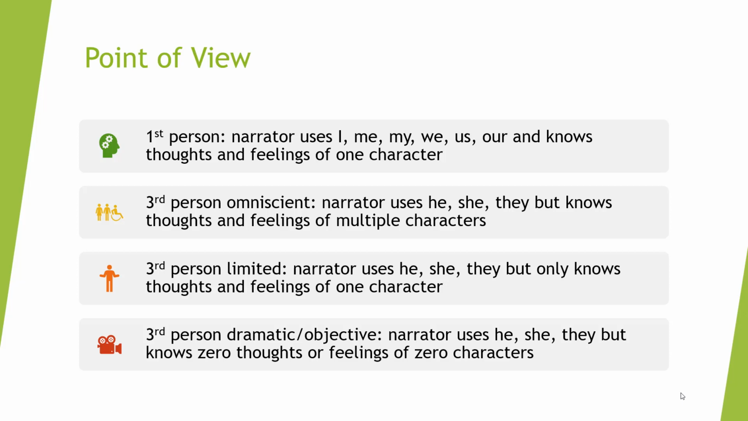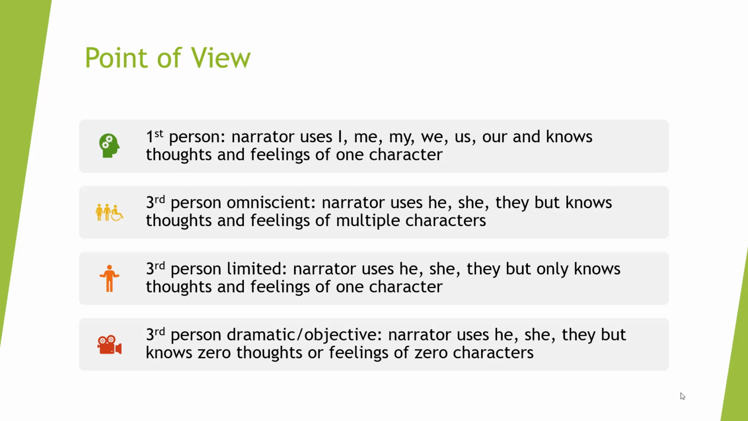In first person point of view, the narrator is telling the story using pronouns such as I, me, my, or maybe even the plural form, though it's less common, we, us, our. More specifically, the first person narrator knows the thoughts and feelings of that one character. So that character is also narrating the story to us, and we know that through the use of those first person pronouns in the narration, not the dialogue.